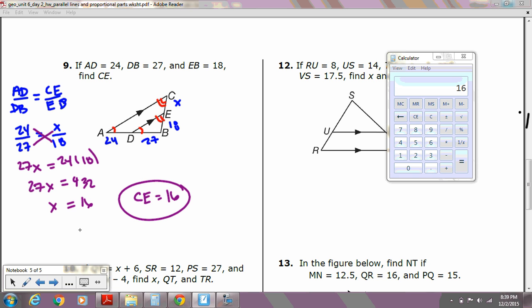Go back at the end of the day and answer the question. If they weren't looking for x, don't say x equals. If they're looking for a specific side, tell me which side. Give its name.